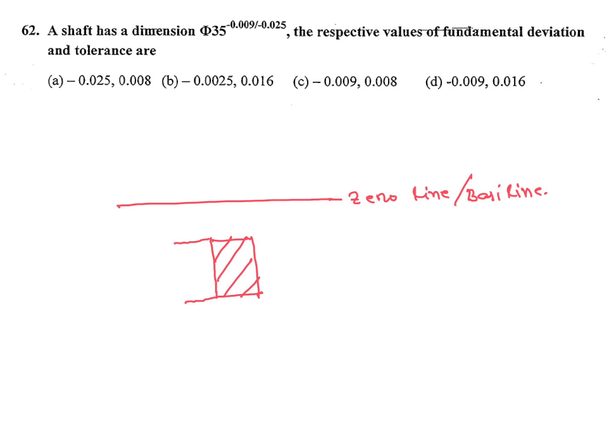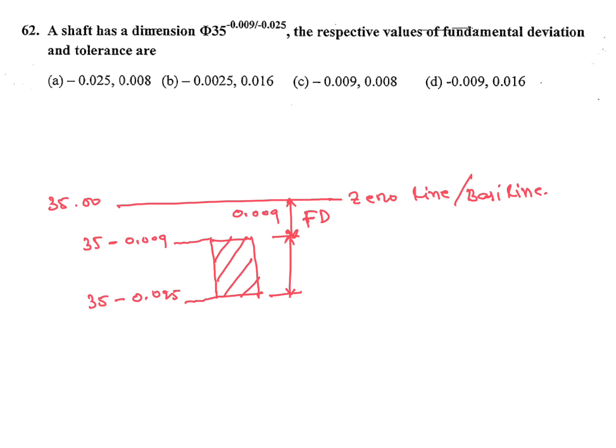No need to get the exact value. This is 35, 35 minus 0.009. Here 35 minus 0.25. This to this is tolerance. So this is fundamental deviation, FD. Here FD is 0.009, the nearest.